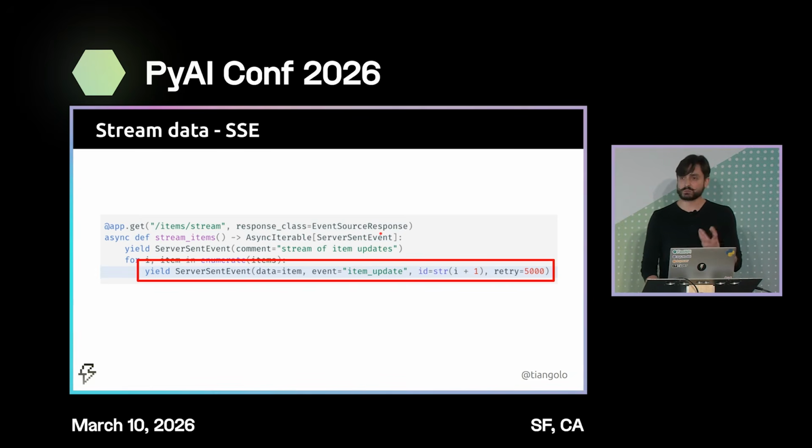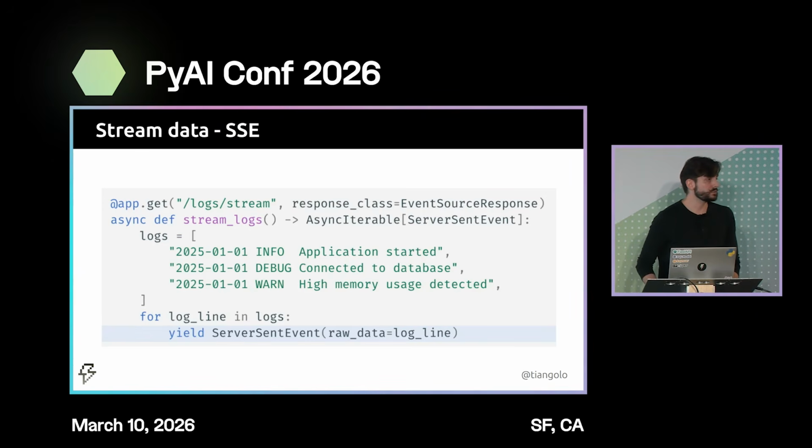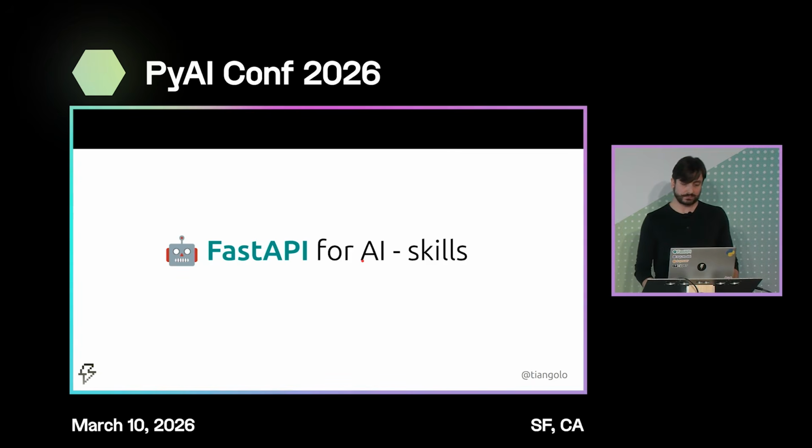So if you want to have more control over the server-sent event standard, you can also do that as well. And if you want to use pure strings, and serialize things the way that you want without FastAPI trying to convert them to JSON, you can just use raw data. This will just send each one of these lines directly as they are.